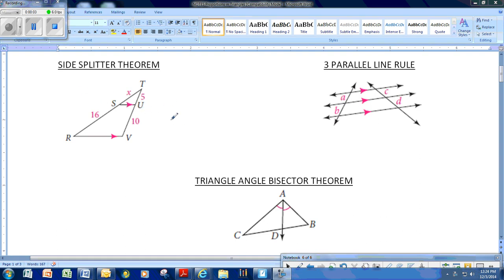In today's lesson, we're going to discuss some different proportions that appear in certain situations, specifically in triangles. First concept we're going to talk about is called the Side-Splitter Theorem.